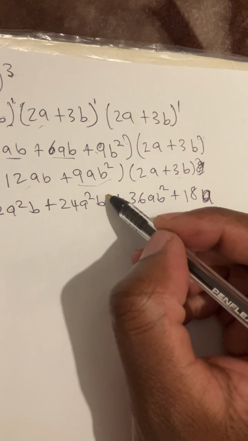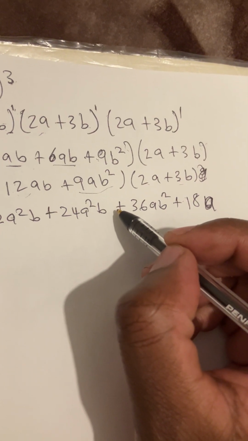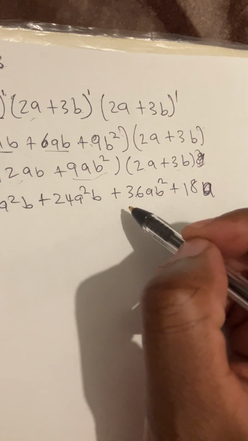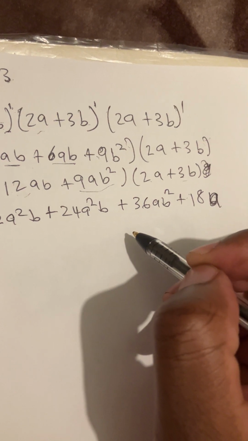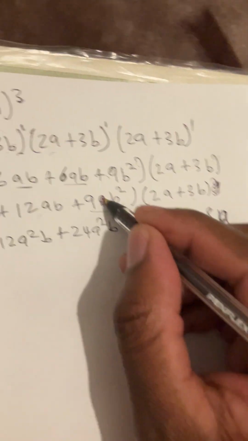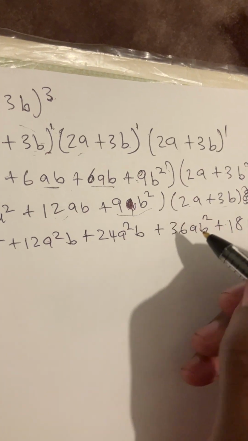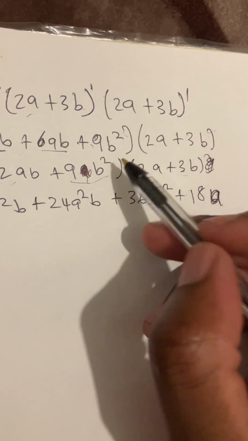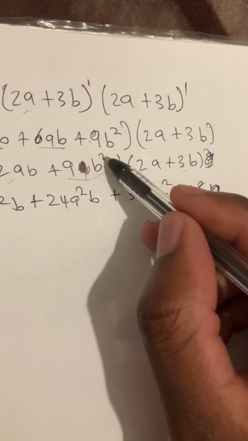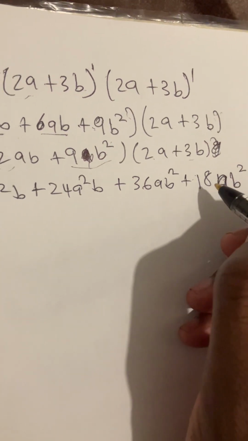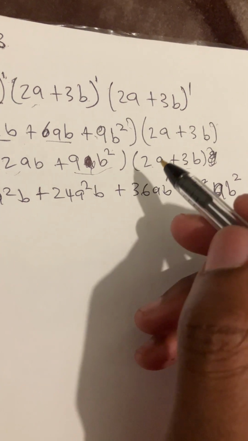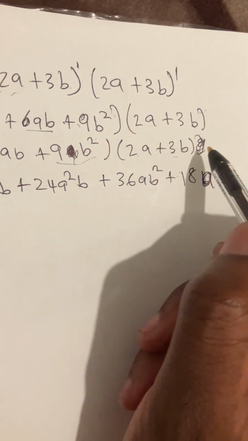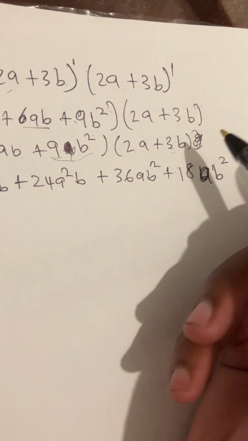Wait, let me just verify. What did I do? Wait, hold on. I made an error here. There's no a here, right? So it's gonna be 18b squared, right? You understand? And then what you're gonna do is to go from here now. This multiplied by that. This multiplied by that is 27.